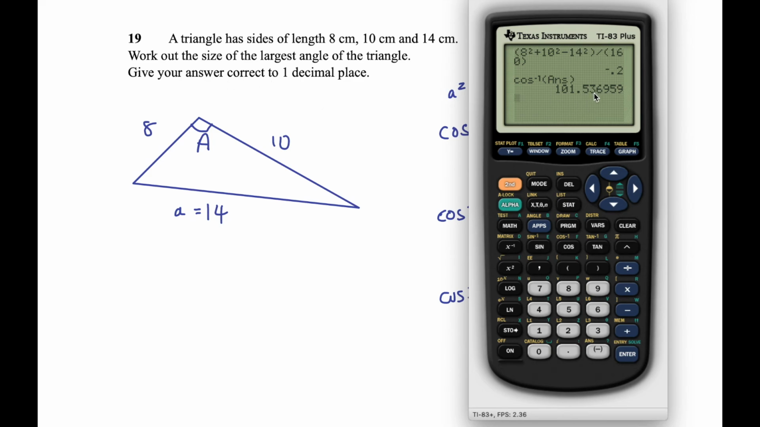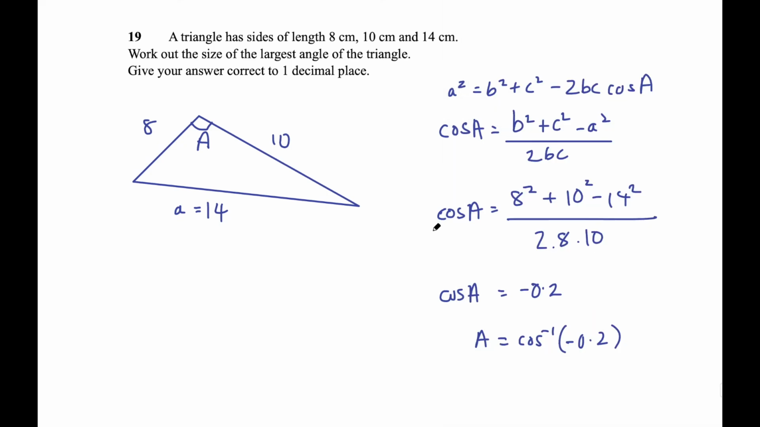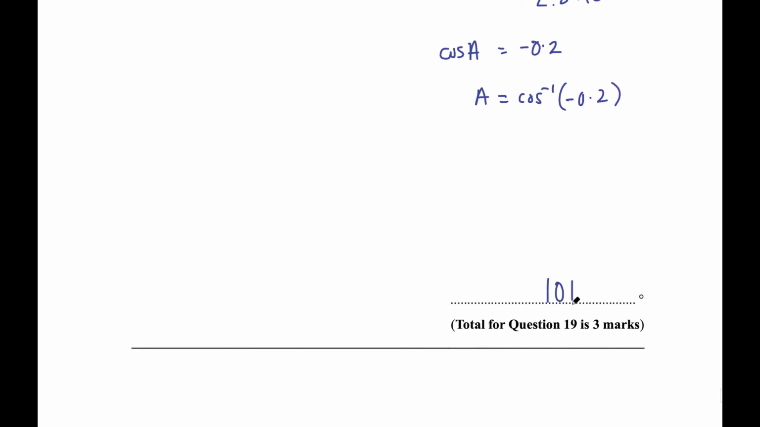So if I round this off, look at the second decimal place, it's a 3, so therefore we leave the 5 as it is. The first decimal place stays as it is. So this is going to be approximately 101.5 degrees. 101.5 degrees for my final answer there. So question 19, 3 marks.